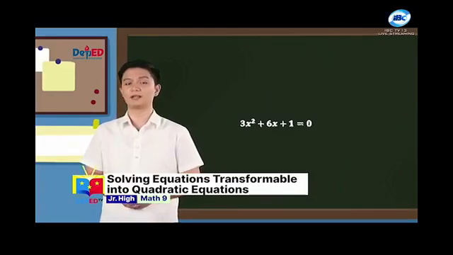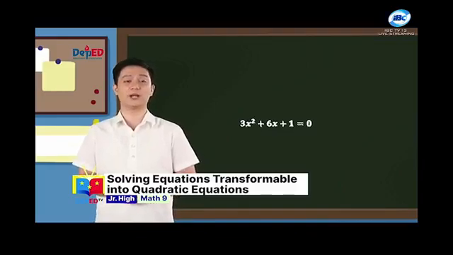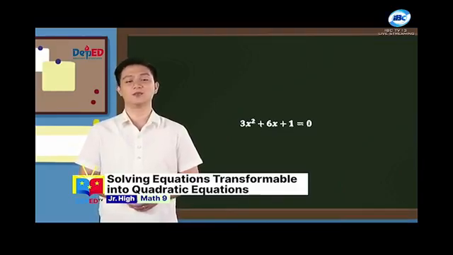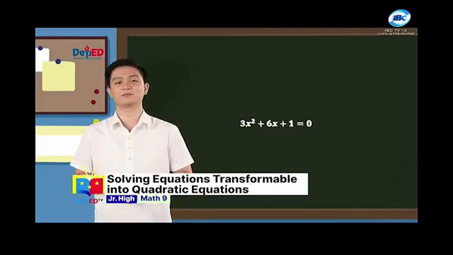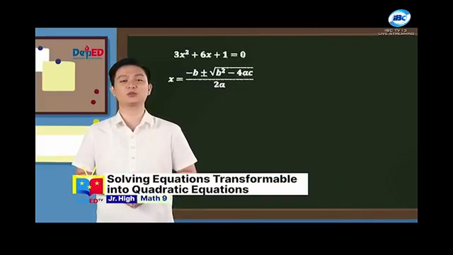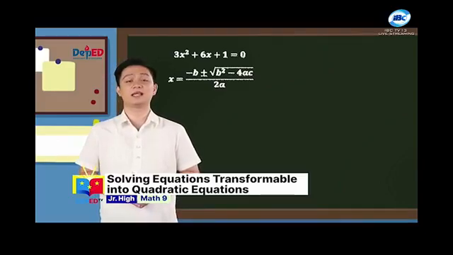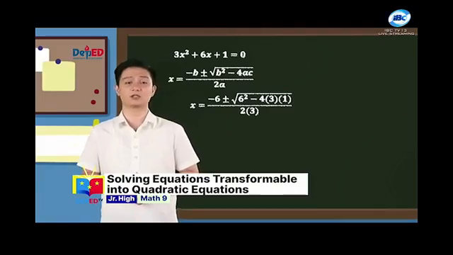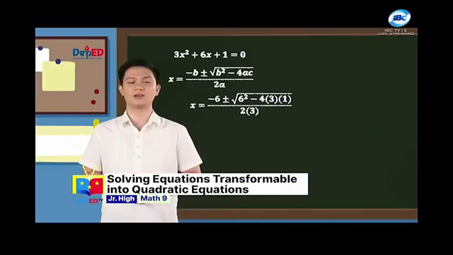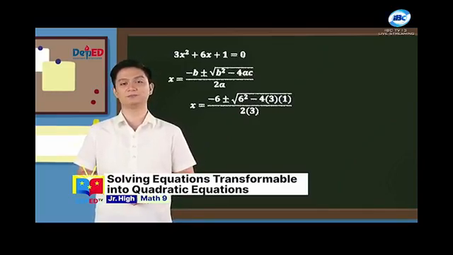Step 4. Solve the derived quadratic equation. What method should we use to solve the equation? Let's use the quadratic formula. In the equation, a is equal to 3, b is equal to 6, and c is equal to 1. X equals the negative of 6 plus or minus the square root of the expression 6 squared minus 4 times 3 times 1 all over 2 times 3.